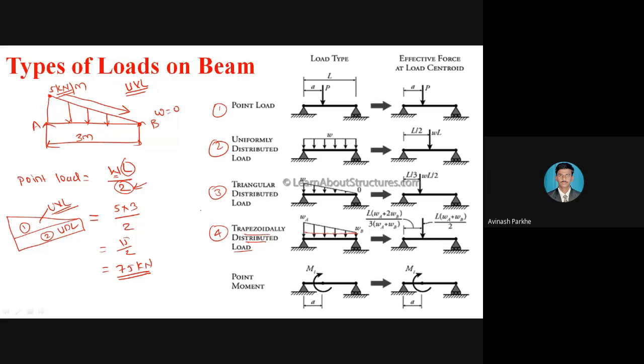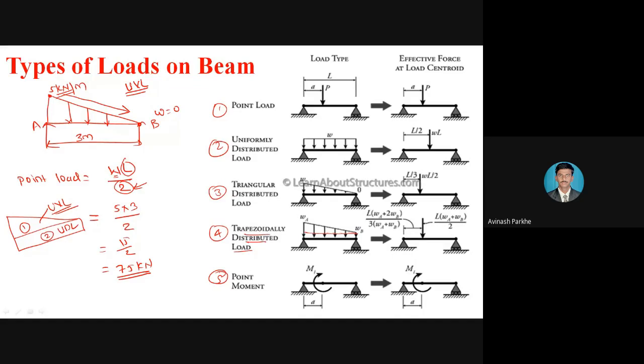Okay, so we are discussing the trapezoidal load. The trapezoidal load is just a combination of UDL and UVL. Based on this particular type, we do not have any separate problems; it is just a combination of UDL and UVL only.